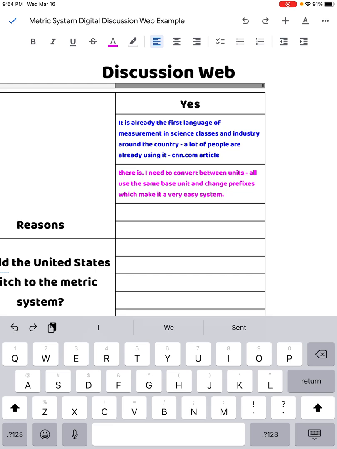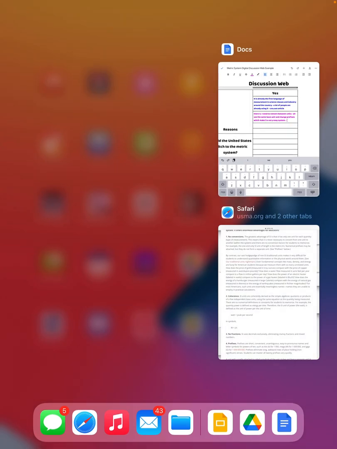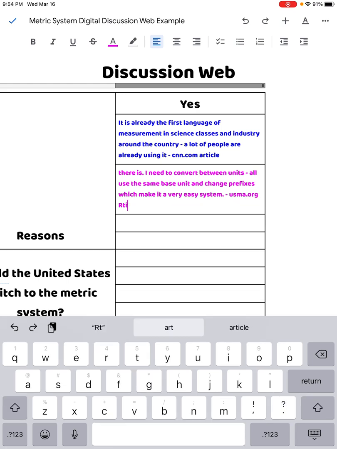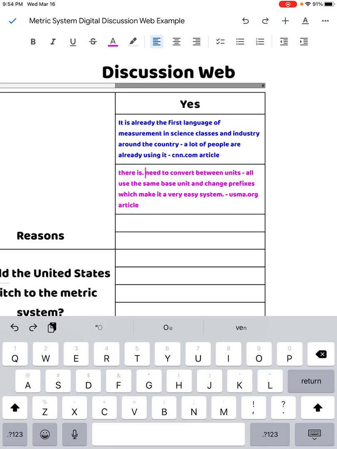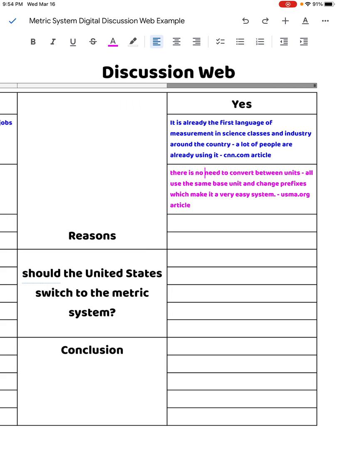And this was from, what was the website again? USMA.org. USMA.org article. And I can go back in. No need. And there we go. So now you can see that that's kind of how I'm going to do it.